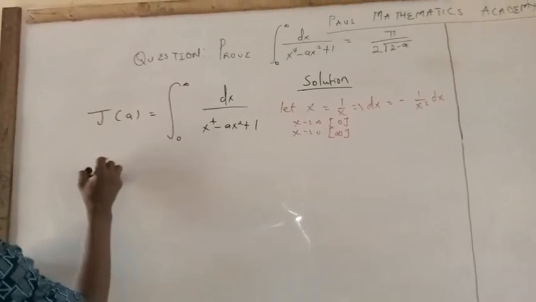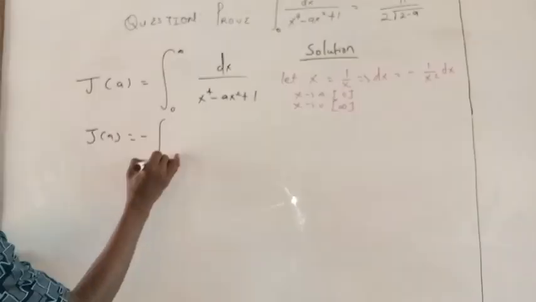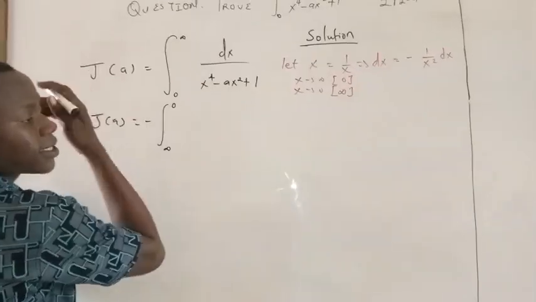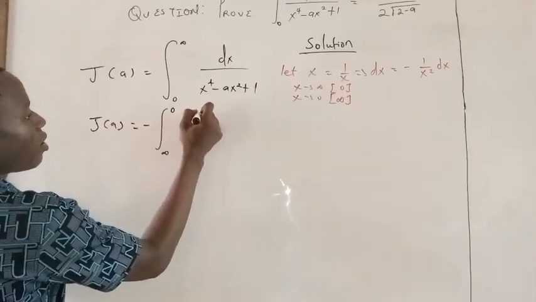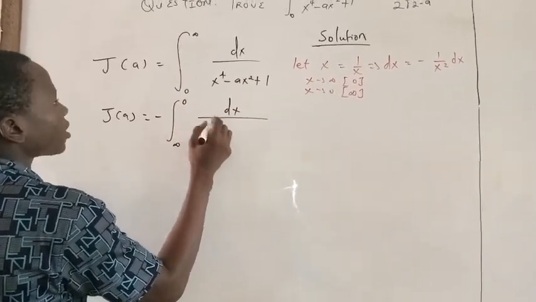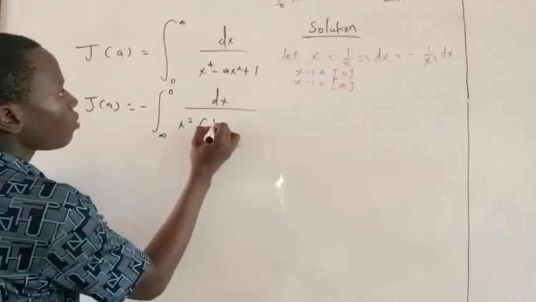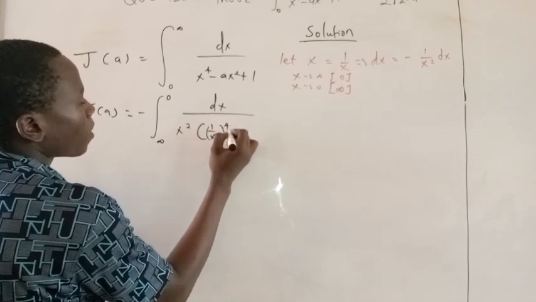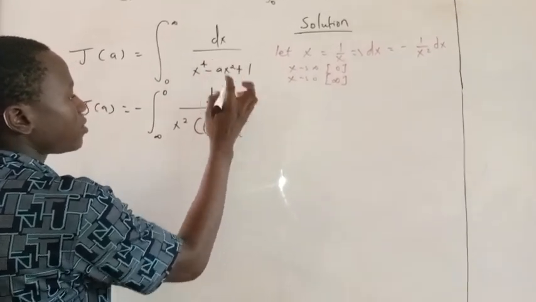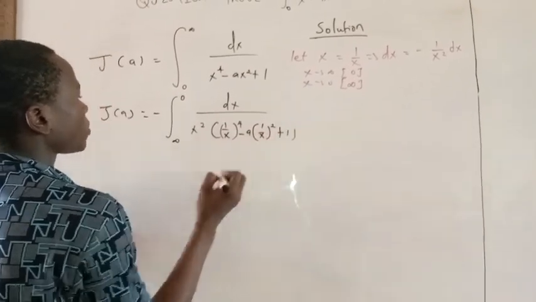Then you have J is equal to negative, this is a negative here, integral running from infinity to 0. Now your dx is now minus 1 over t squared, so I have dt all over t squared, into brackets. Now your x is now 1 over t, so you have 1 over t raised to the power of 4 minus a into brackets 1 over t raised to the power of 2 plus 1.